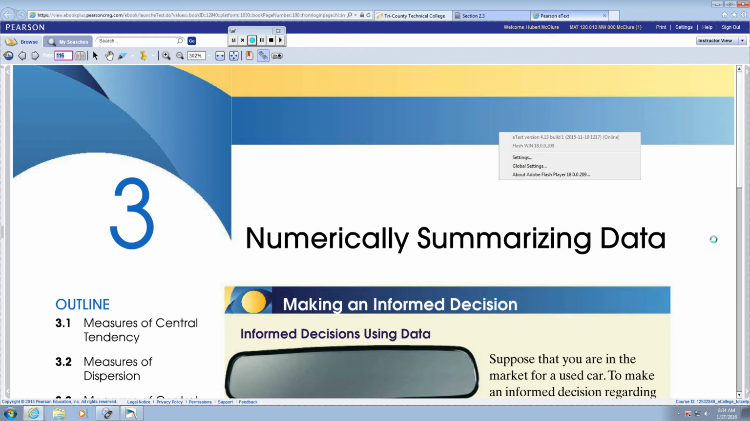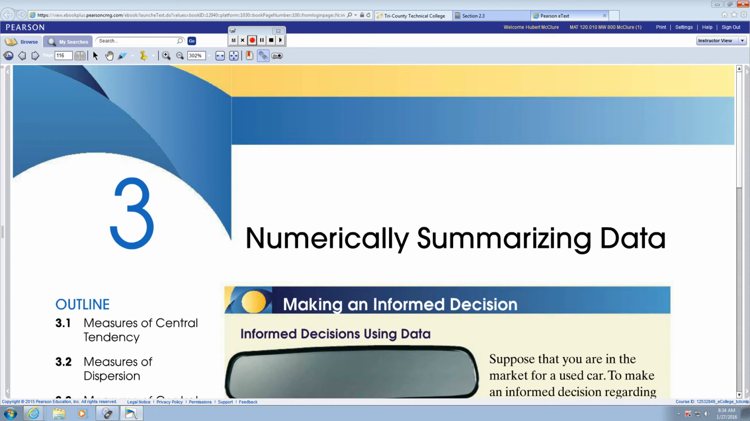So you might want to start writing some notes down, because I know there's going to be something in here that some of you haven't seen before, especially when we get into finding the mean and standard deviation of a frequency distribution. Some of you may not have done that before.